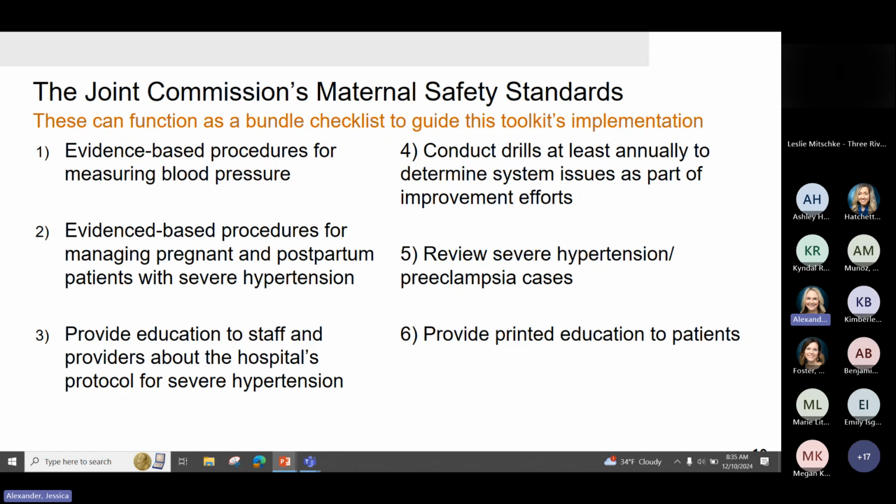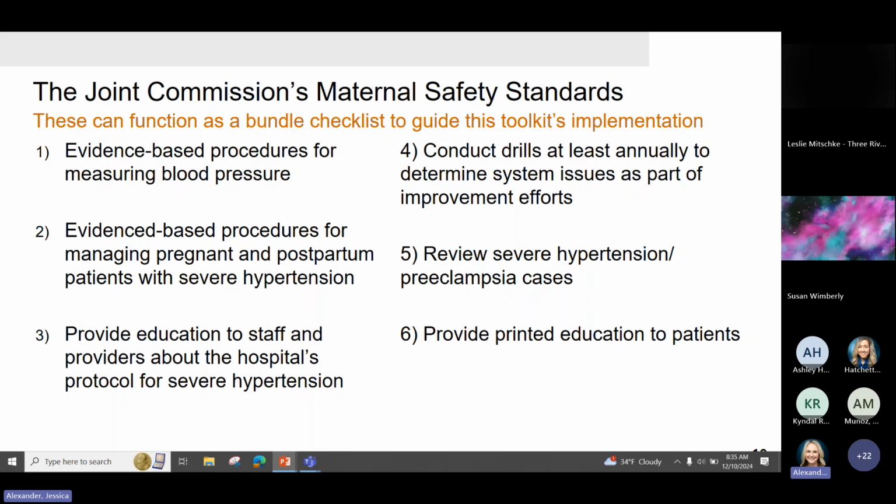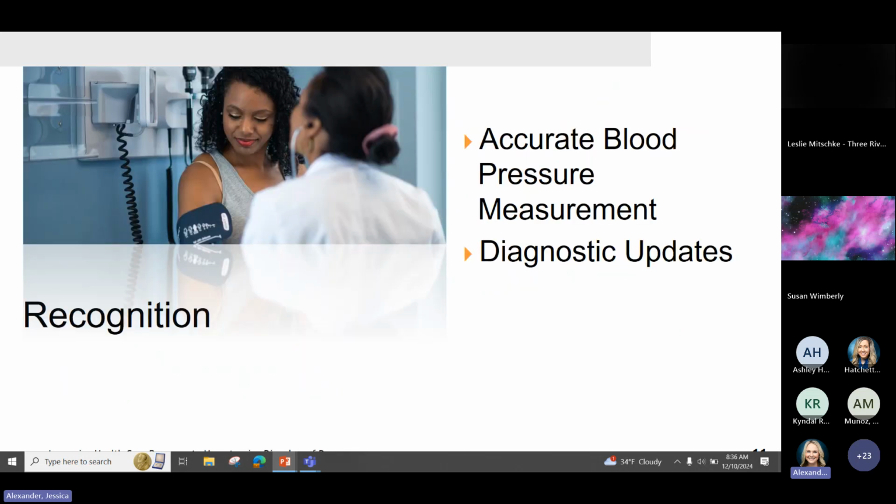The Joint Commission has established what they believe should be the bundle checklist to guide in this toolkit's implementation. First, evidence-based procedures for measuring blood pressure. This is very important. We're going to talk a little bit more about that. Evidence-based procedures for managing pregnant and postpartum patients with severe hypertension. Provide education to staff, providers about hospitals' protocols, which is going to be one of the primary focuses. Conduct drills at least annually, review severe hypertension and preeclamptic cases, and provide printed education to patients and family members.